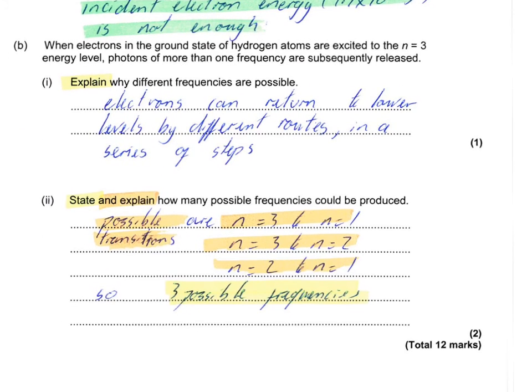State and explain how many possible frequencies could be produced. So as often is the case, I actually do my explanation and therefore the state. So as I just showed you a moment ago, we've got transitions from 3 to 1, from 3 to 2, and from 2 to 1, so that's 3 possible transitions, and the explanation is by listing out what those possible transitions are. So that's the Particles Homework Booklet question 34.